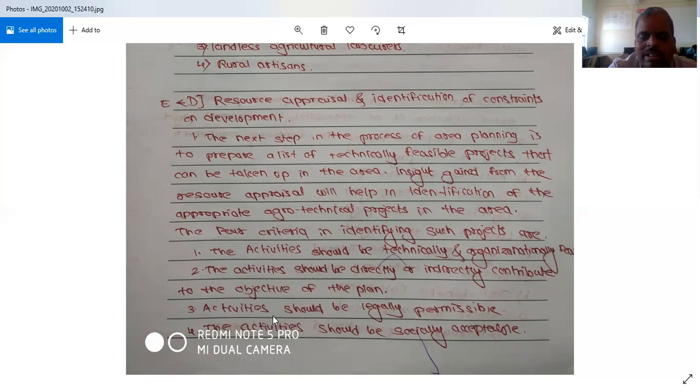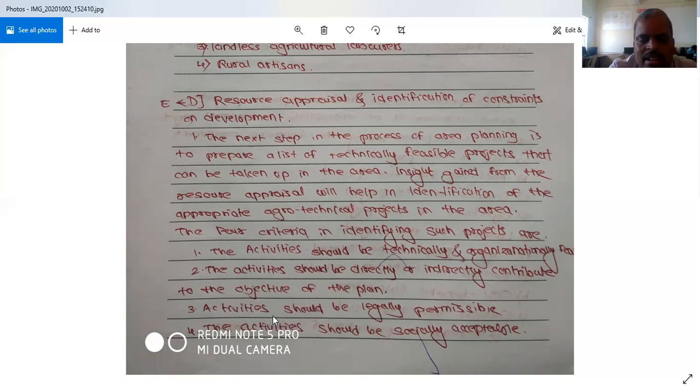In that, the following things are involved. The first one is that the activity should be technically and organizationally feasible. Any type of activity which you are suggesting should be feasible. That means it should work at the ground level. Only paperwork will not help in the development of the rural people living in that area.